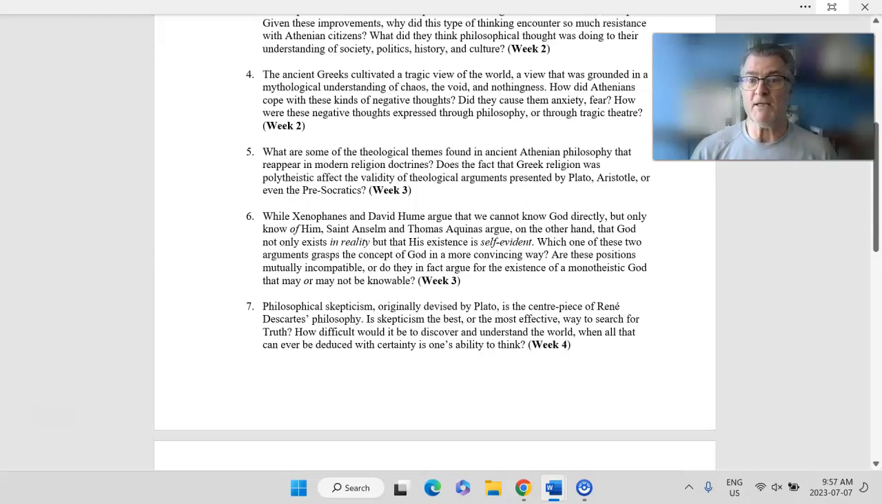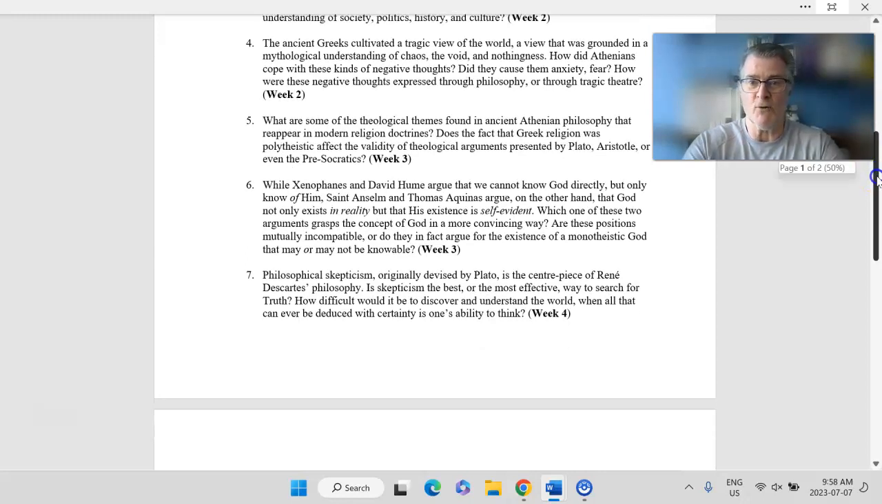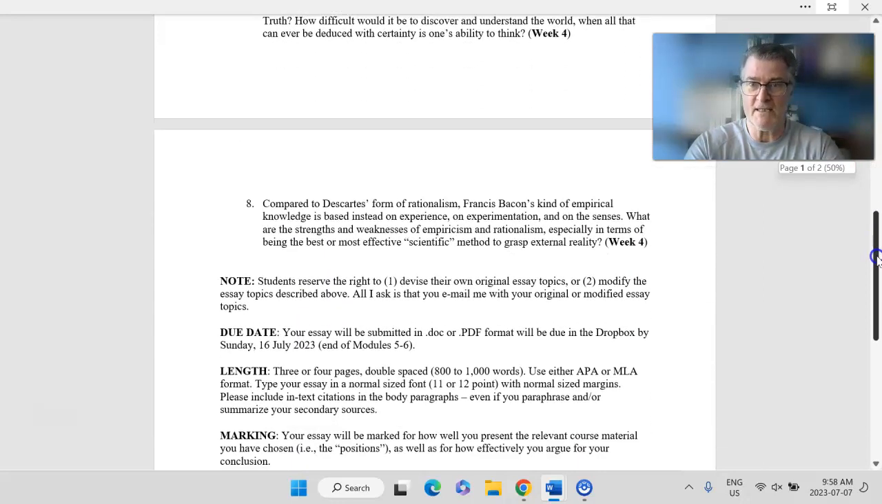How difficult would it be to discover and understand the world when all that is ever deduced with certainty is one's ability to think? And what is now facing thinkers today, at what point do you stop? If philosophical skepticism is a rigorous critical tool used in philosophical thinking, when do you know enough is enough? So that is pretty serious. Okay, so those are the questions that I want you to consider for the first 4 weeks.